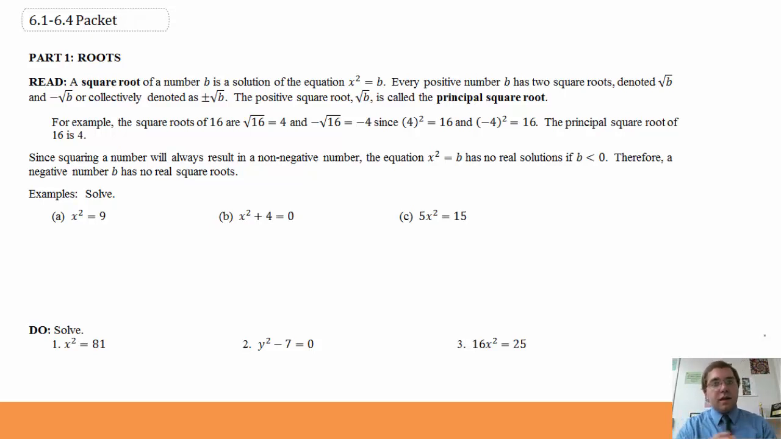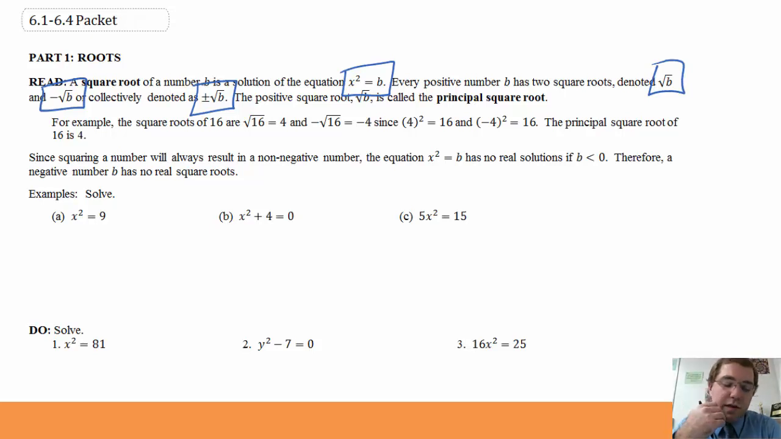So this is all about square roots and other roots. A square root of a number b is a solution of the equation x squared equals b. Every positive number has two square roots, which we would denote by the square root of b and negative square root of b. Or we can write them collectively as plus or minus the square root of b. It means we have the positive number and the negative number. We usually call the positive number the principal square root. That's usually the one we're interested in. But the other one exists, and we need to know that.